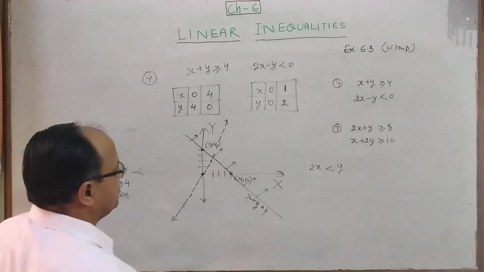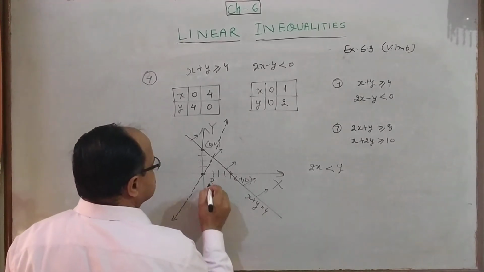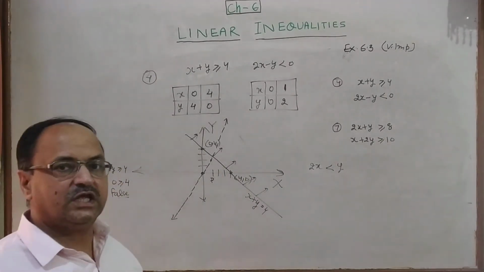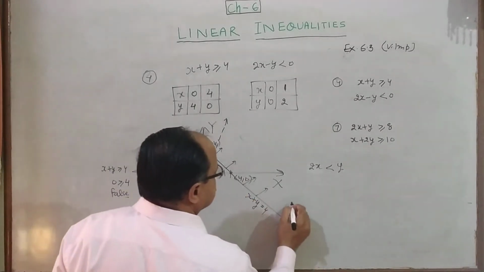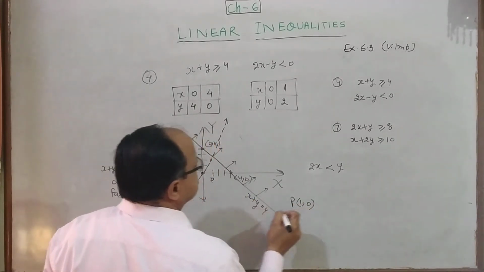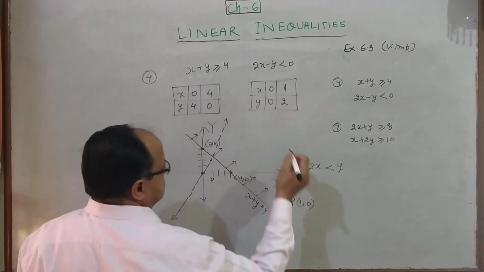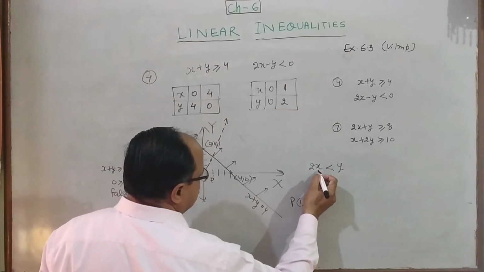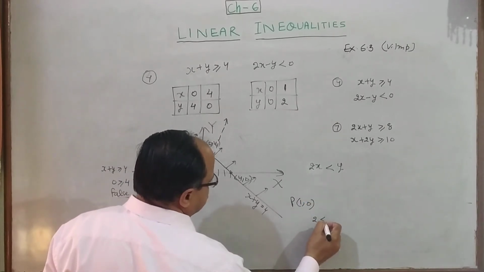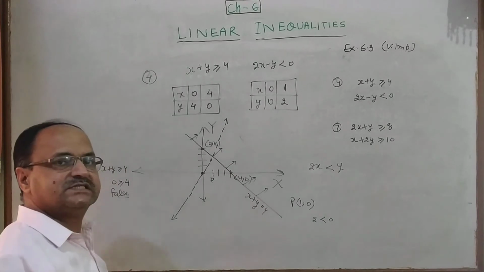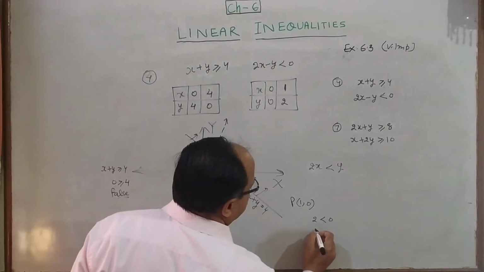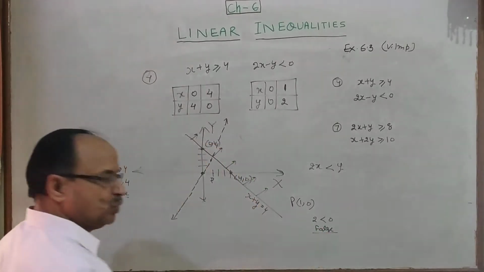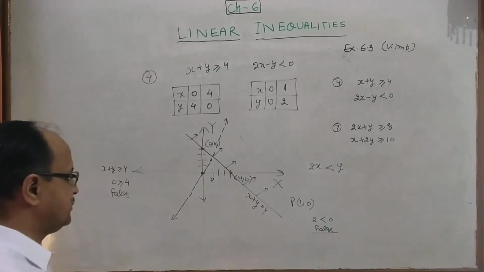Now which portion is the shaded portion? Choose any point P on the x-axis. The coordinate 1, 0. Check whether it satisfies or not. When you put x is equal to 1, then 2 less than 0. So 2 less than 0, is it true or false? It is false.